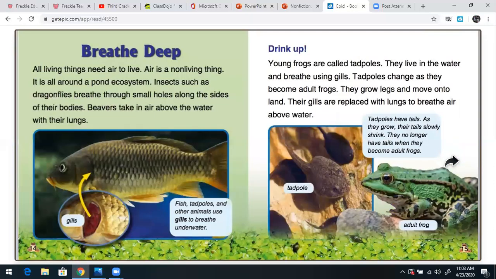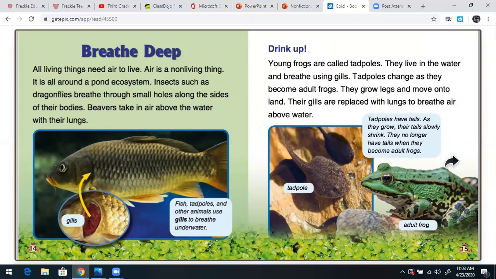Breathe deep. All living things need air to live. Air is a non-living thing. It is all around a pond ecosystem. Insects such as dragonflies breathe through small holes along the sides of their bodies. Beavers take in air above the water with their lungs.